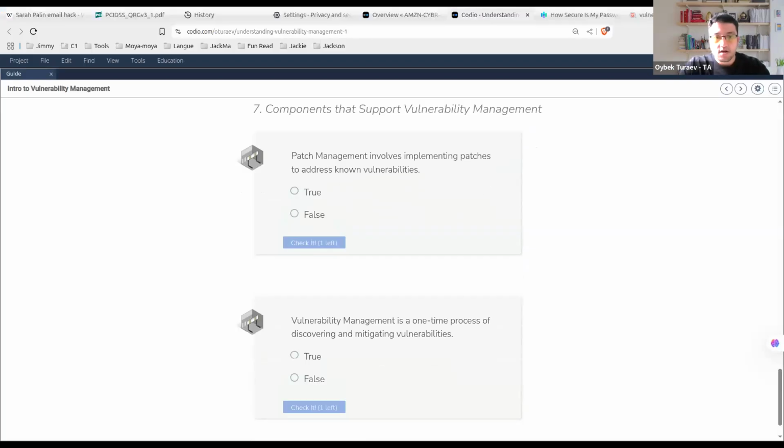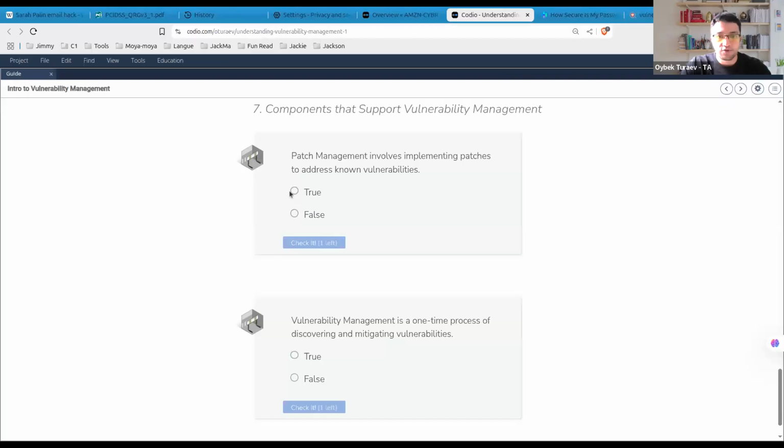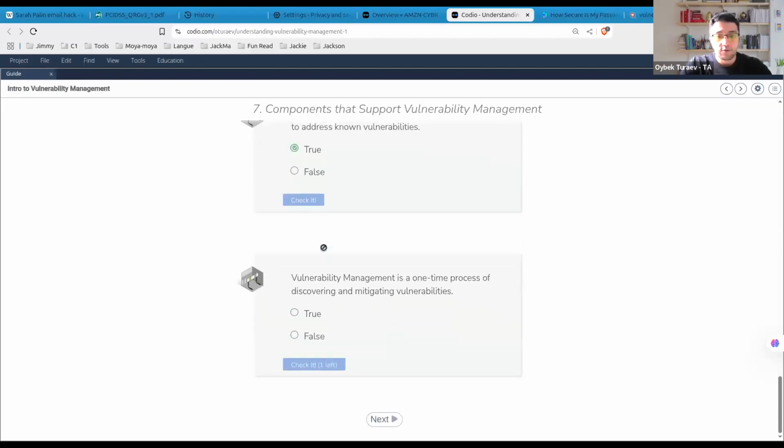Okay, question one. People are saying true. Let me choose the true. Exactly. Patchman implements patches to address vulnerabilities. Very good. Now, second question.